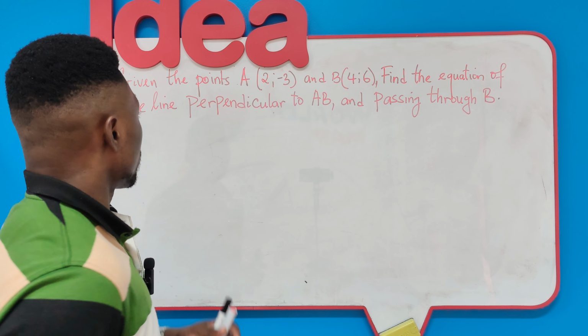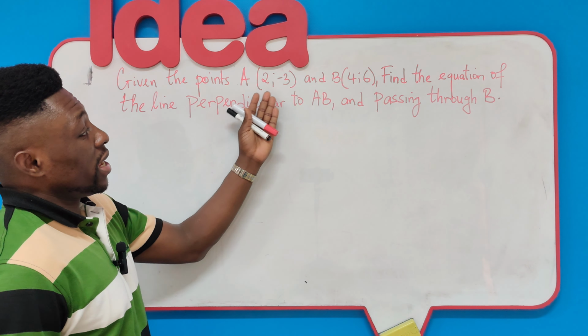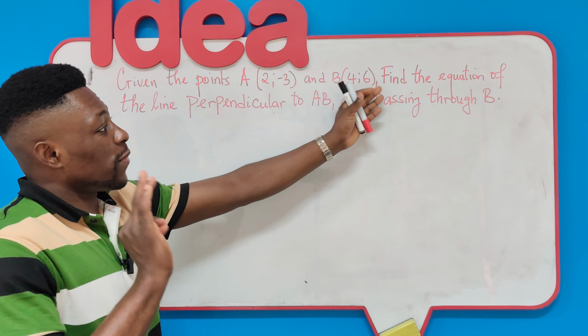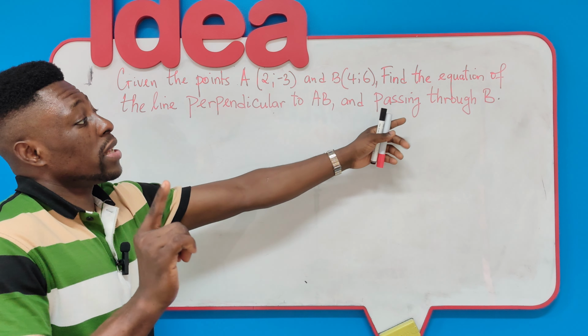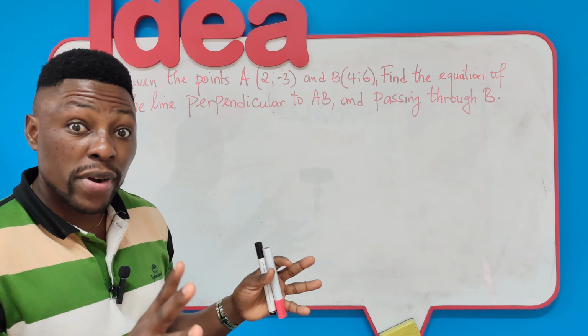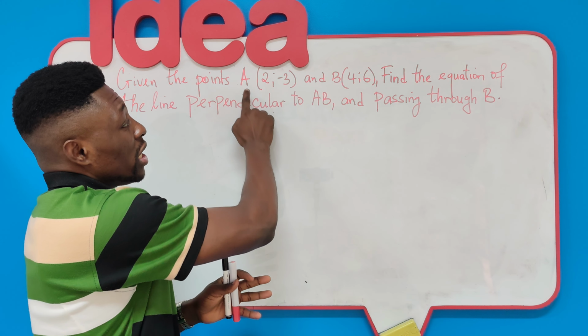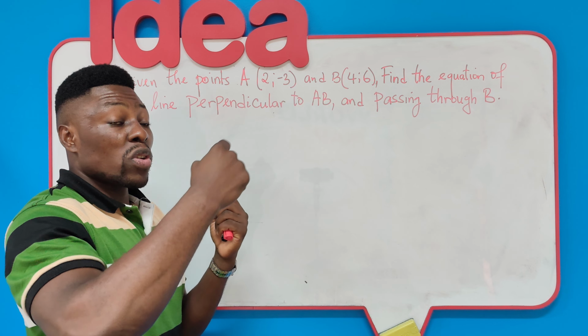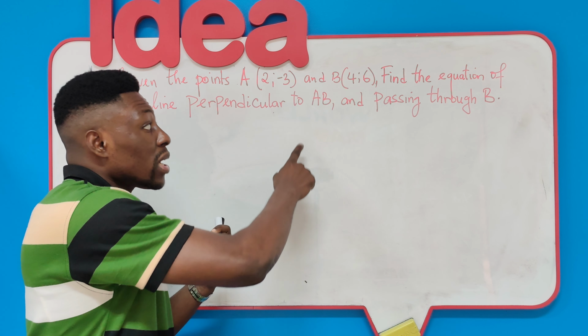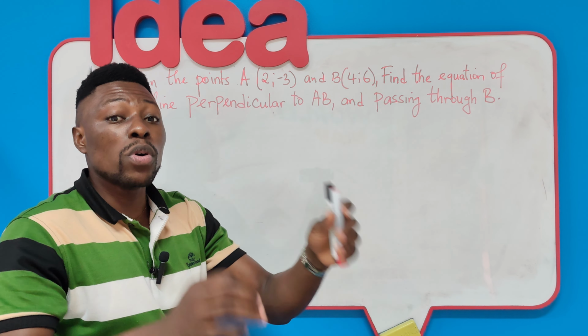Tomorrow will be better. Given the points A and B, find the equation of the line perpendicular to AB and passing through B. Dear friends, they are not asking for the equation of the line AB. They are asking for the equation of that line which is perpendicular to the line AB and passing through B.